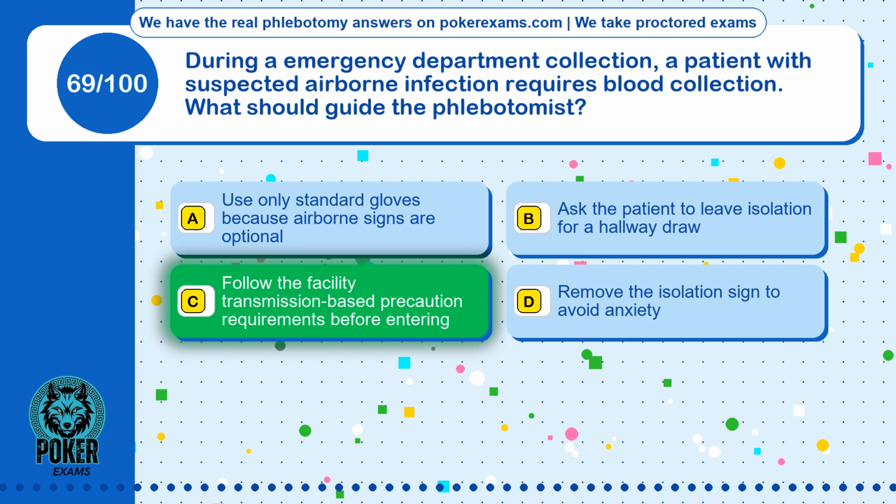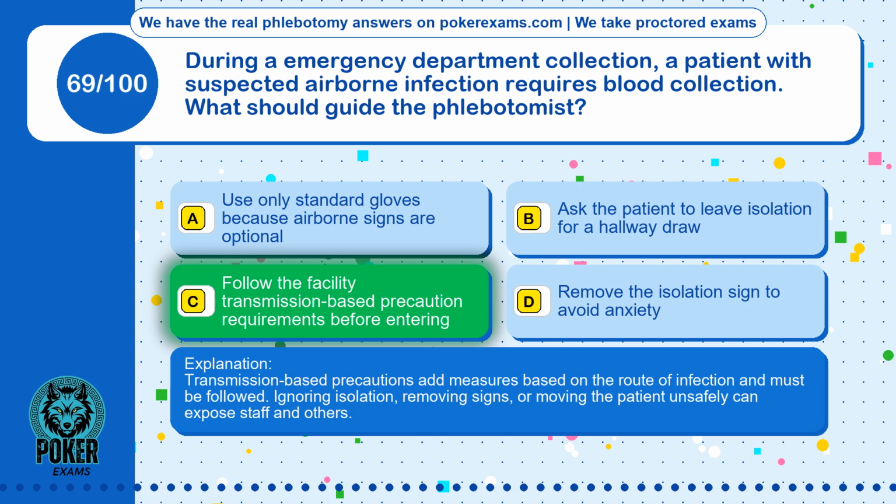The correct answer is option C. Follow the facility transmission-based precaution requirements before entering. Transmission-based precautions add measures based on the route of infection and must be followed. Ignoring isolation, removing signs, or moving the patient unsafely can expose staff and others.